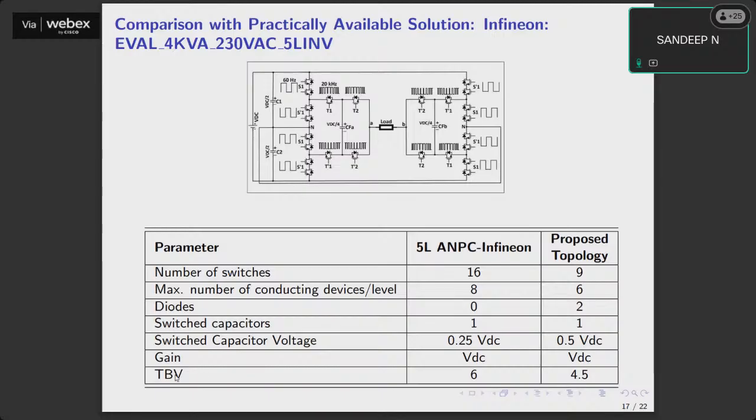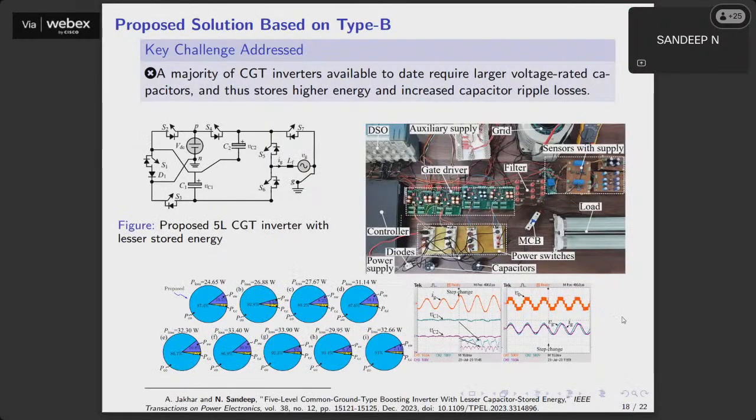and TBV stands for the total blocking voltage of the devices, which ultimately affects your switching losses, right? So the proposed has a higher edge over that. So that was about the leakage current suppression circuit.